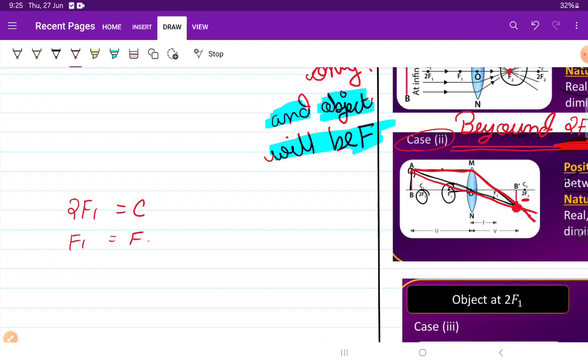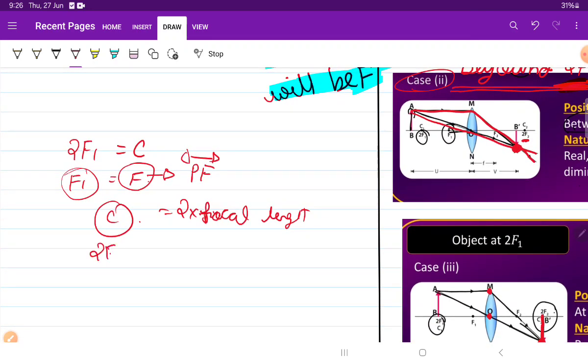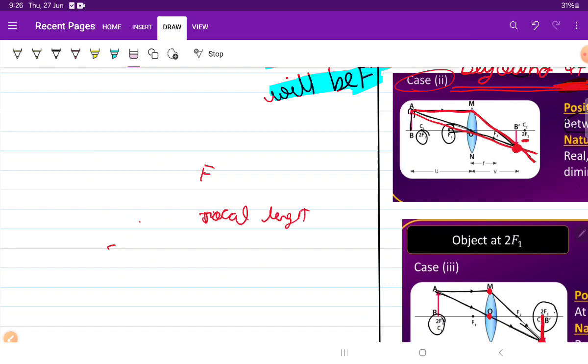In the mirror, we said all the rays which meet at one point, it is known as the focus. Here it is known as f1. The double of the focal length, we know the focal length is the distance between P and F. The double of that focal length is equal to the center of curvature. So in the place of the center of curvature, we are putting 2f1, which is equal to 2 into f1. Okay students, I hope that is clear to you all. There is no doubt in that.